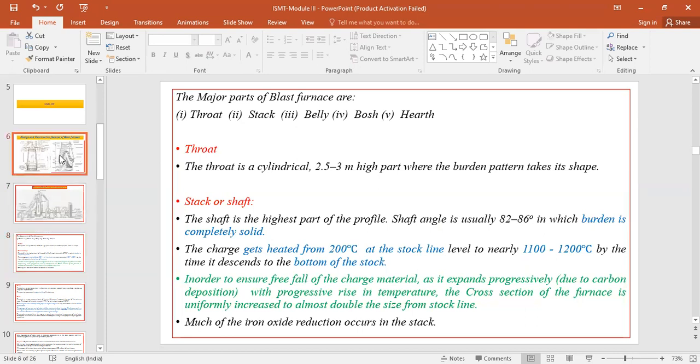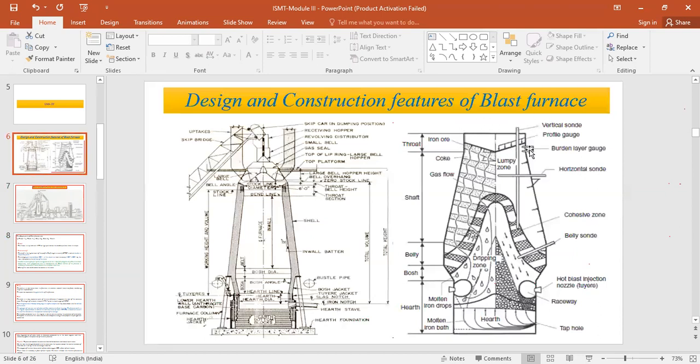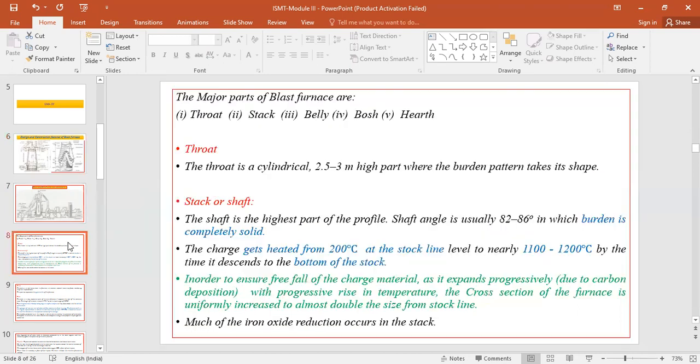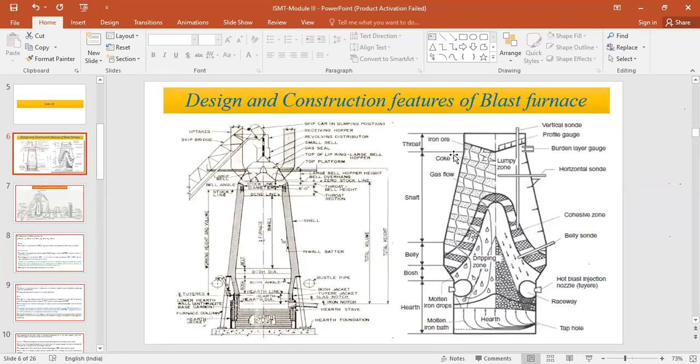So the first one, as I showed, the top part of the blast furnace, is called the throat. You can see the vertical parallel line, that is called the throat part of the blast furnace, which is a cylindrical system approximately having a height of 2.5 to 3 meters, where the burden is allowed to enter into the blast furnace from this particular area. Followed by the throat, you have the stack part. We call it a stack or shaft, anything is okay. It's the stack part of the blast furnace.